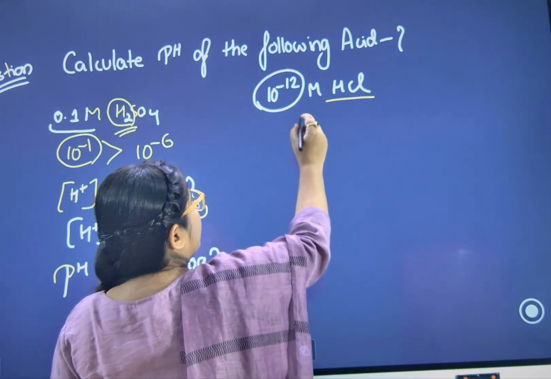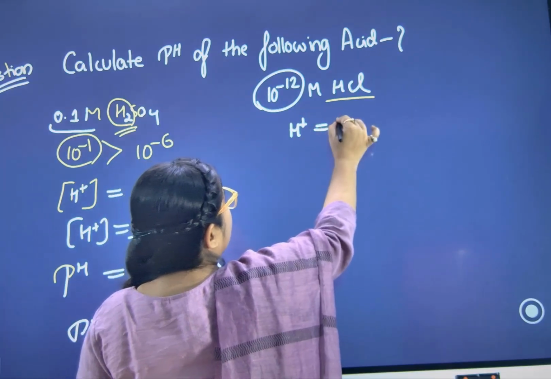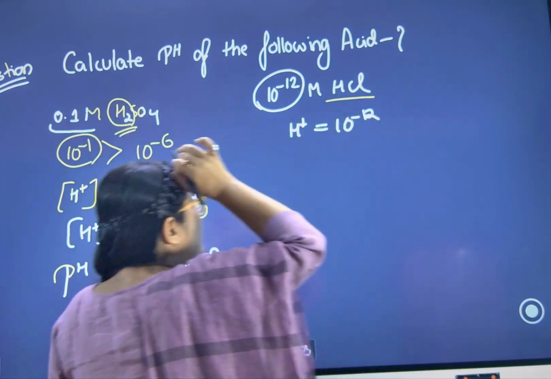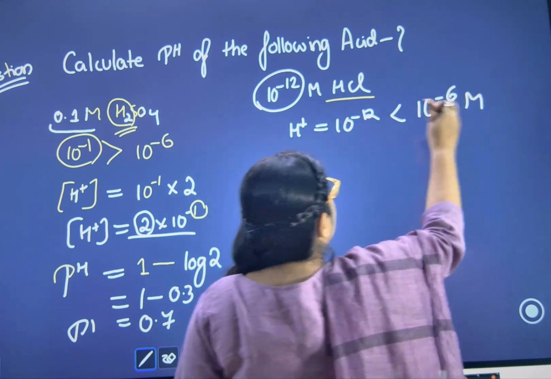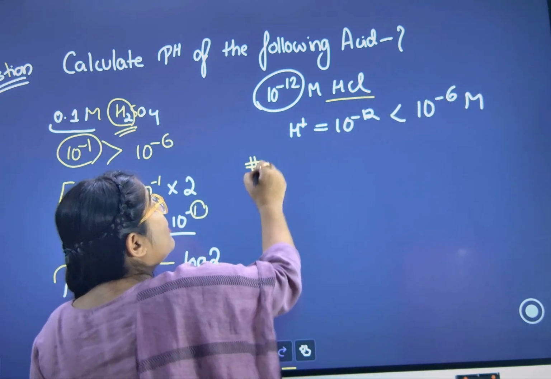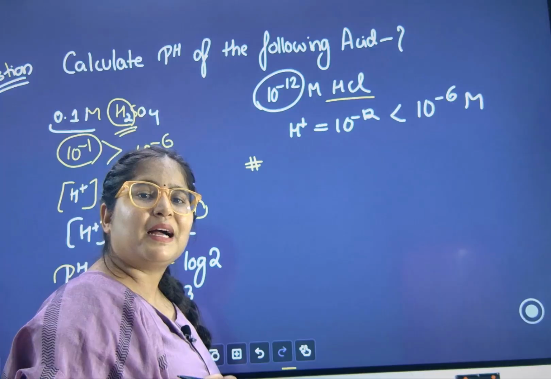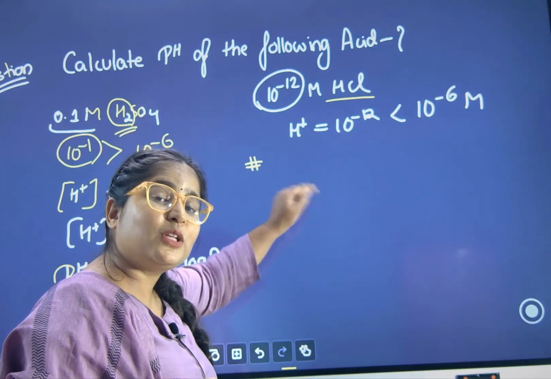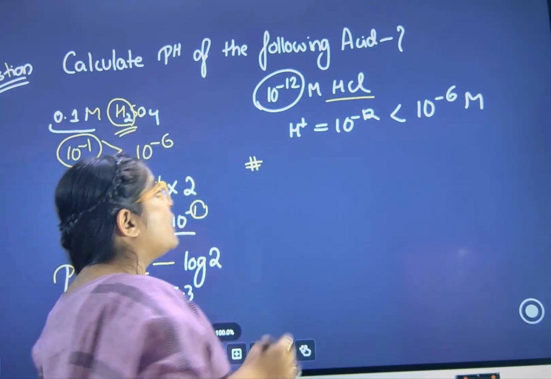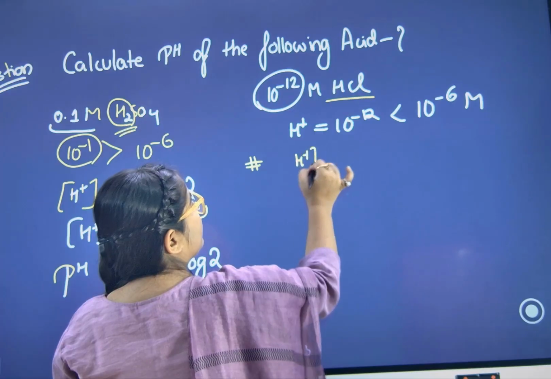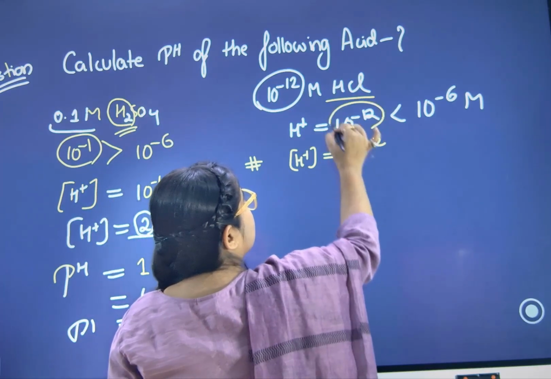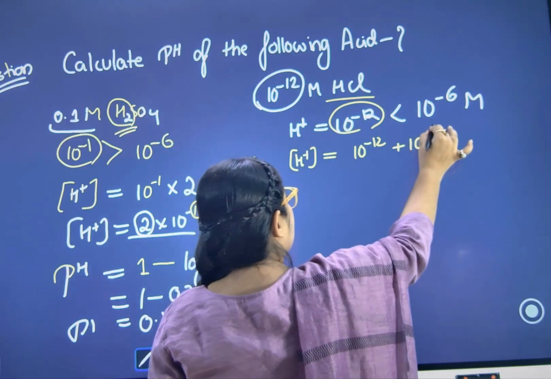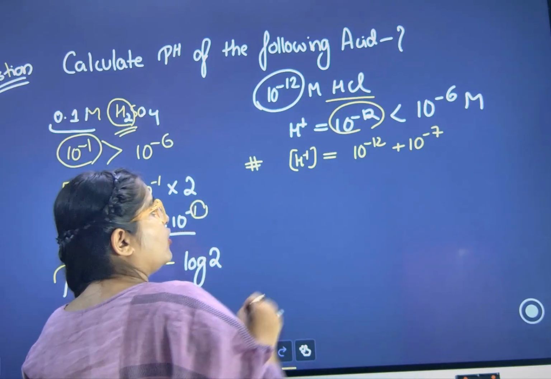So we'll see here the H ion. What is the H ion here? 10 to the power minus 12, and it is less than 10 to the power minus 6. So what I will say here, ma'am, it is not that simple. We have to add 10 to the power minus 7 here, right? So here what will be the H ion? Here H ion will be equal to 10 to the power minus 12, H ion of acid, plus 10 to the power minus 7, H ion of water.